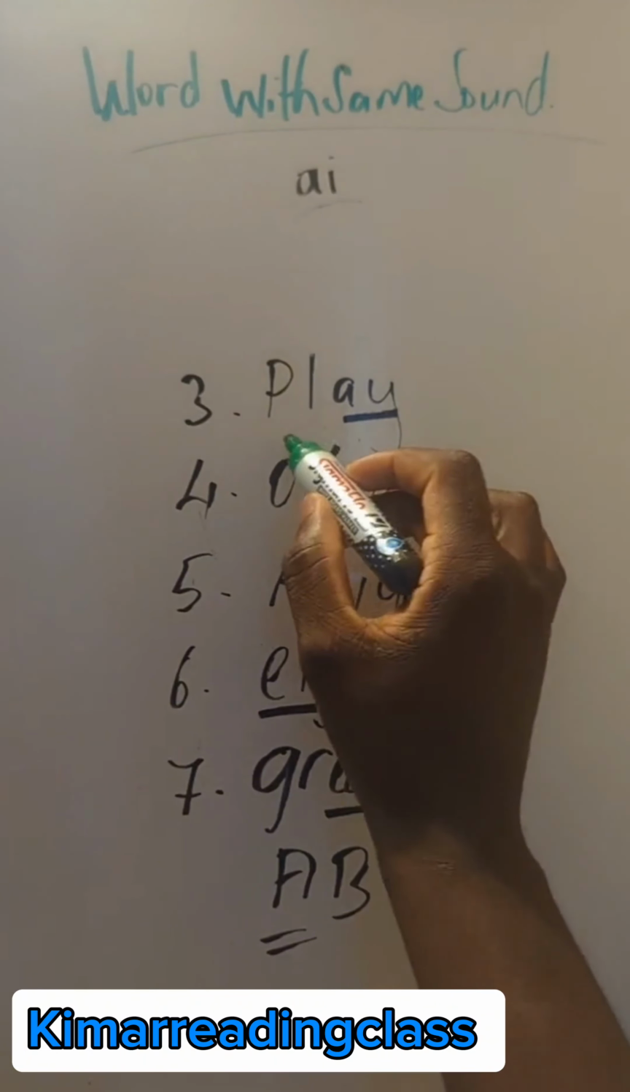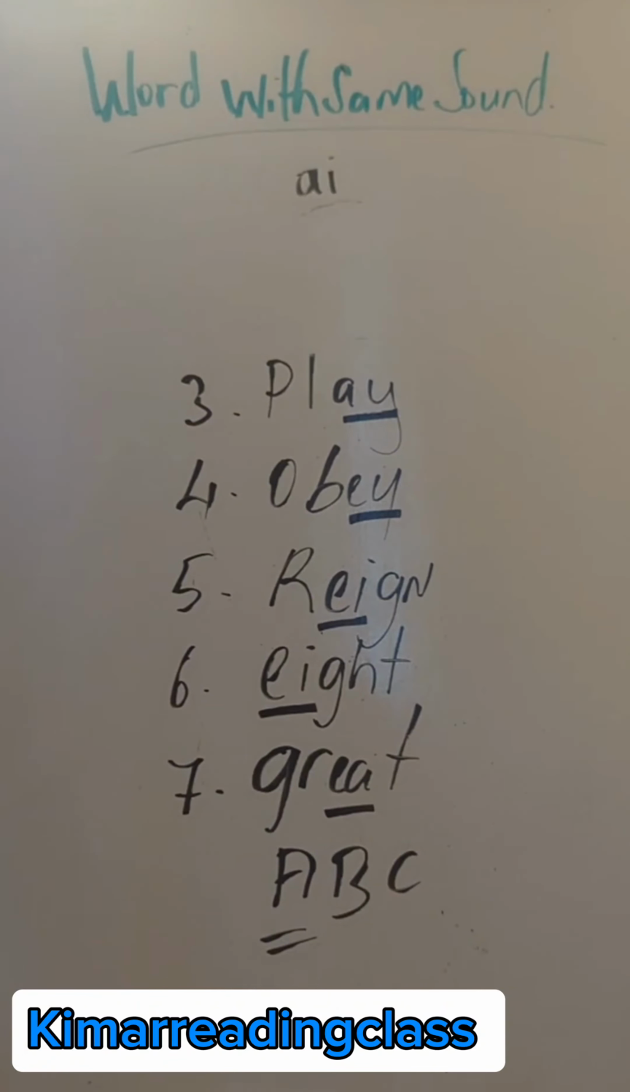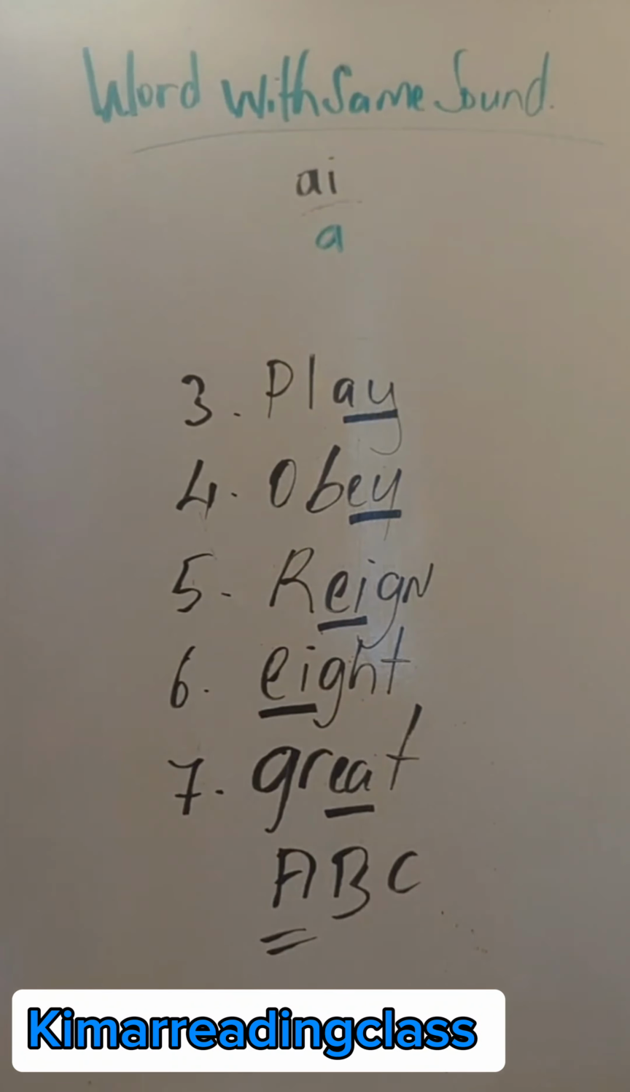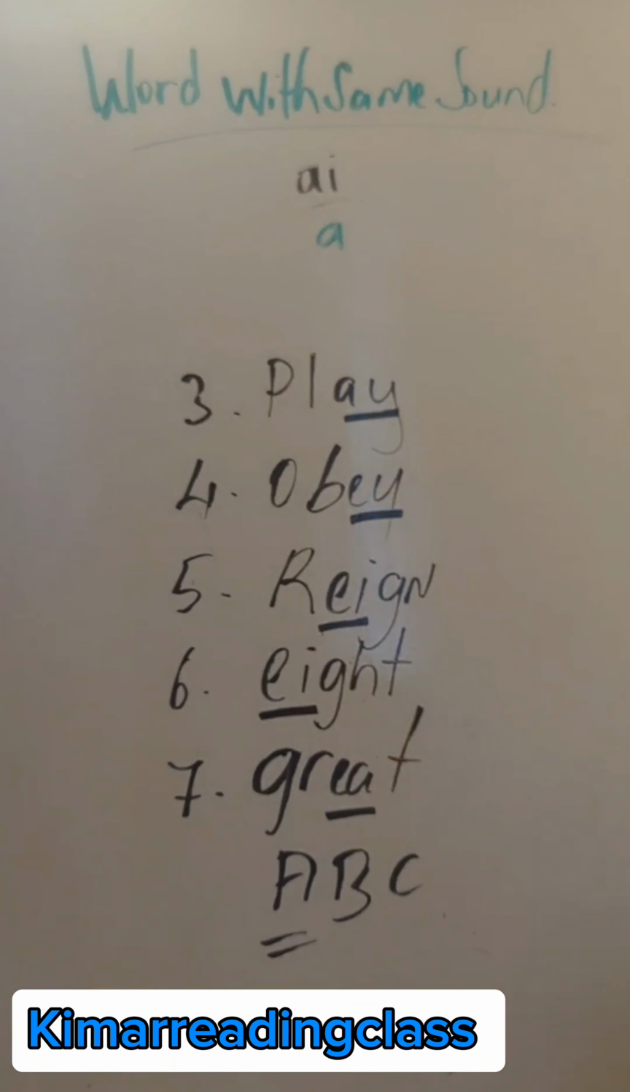This word is play. Now, so far we have done two spellings. See? One is AI and AI says A. We did another one which is A and A says A. Now we are doing AY and AY says A. See? The word play. I know you don't hear any Y sound, but there's a Y.